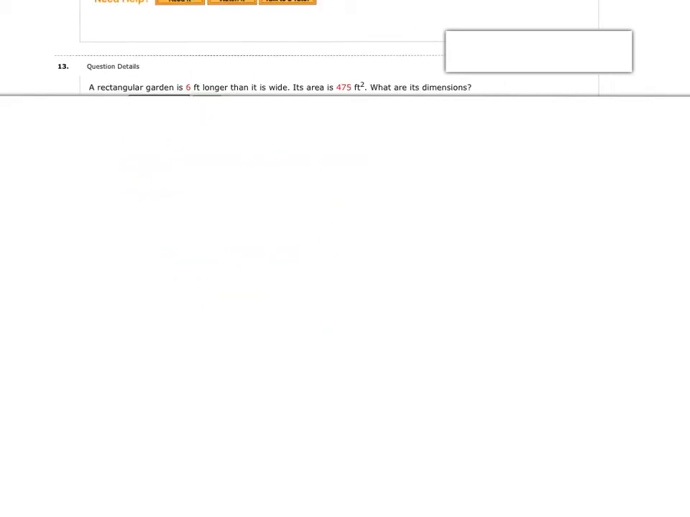All right, next up here, we have a rectangular garden. It's 6 feet longer than it is wide. The area is 475. Okay, so I'm going to make my rectangle here. I know the area is 475. And then I know that it's 6 feet longer than it is wide. And so I'm going to say x times x plus 6.